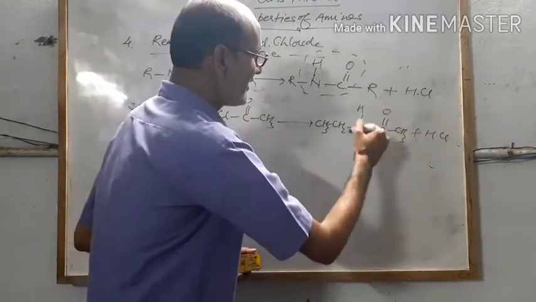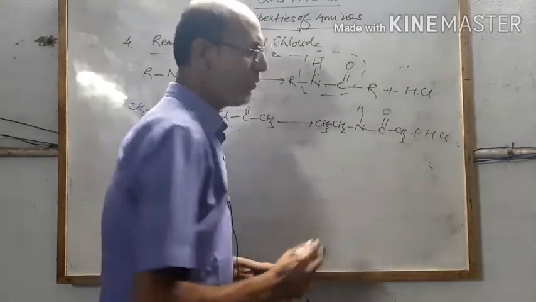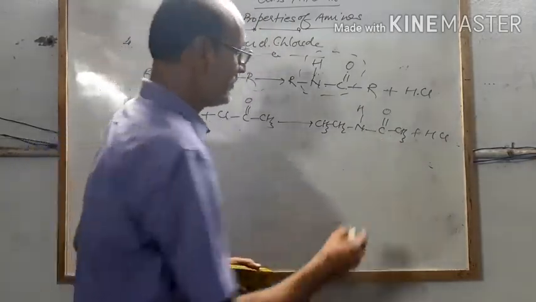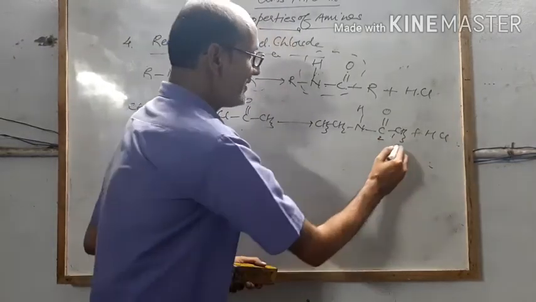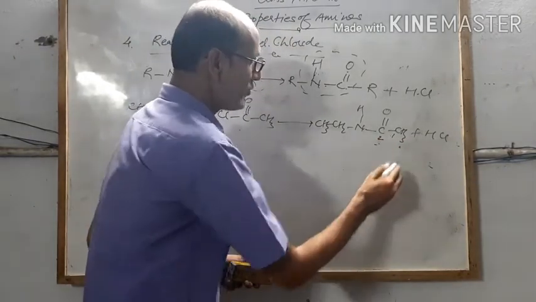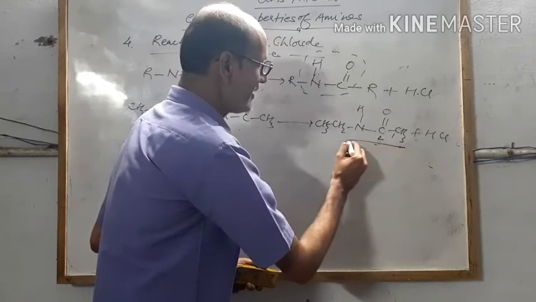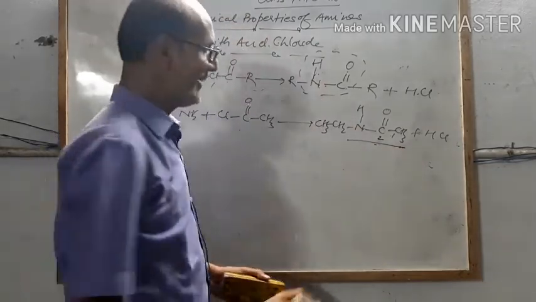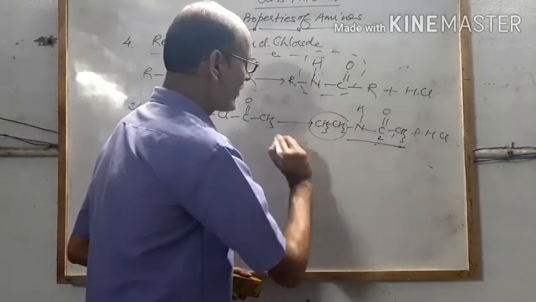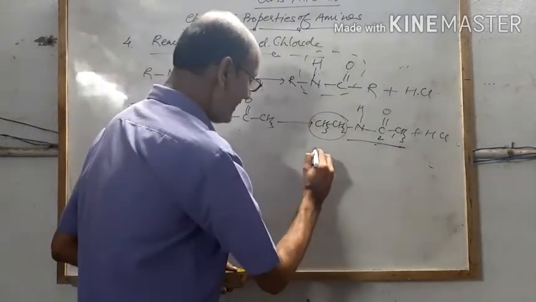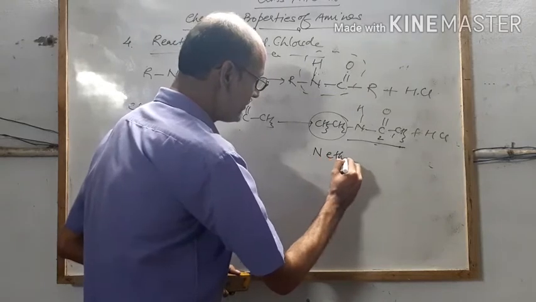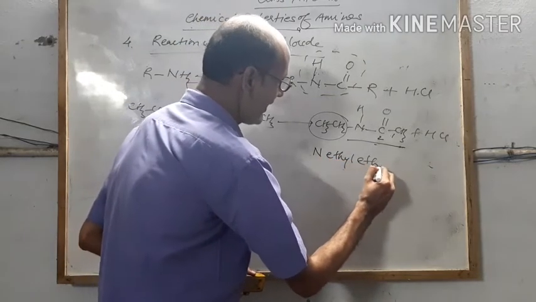What is the name of this compound? How will you call the name? See here, 1, 2, these are two carbons. According to this it is ethanamide, and there is an ethyl group attached to the nitrogen. So N-ethylethanamide.